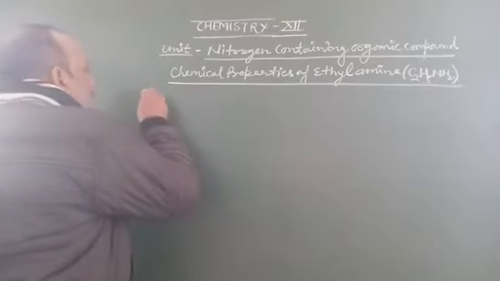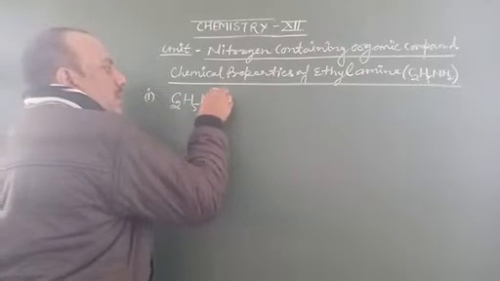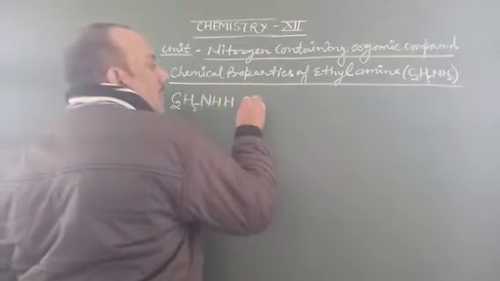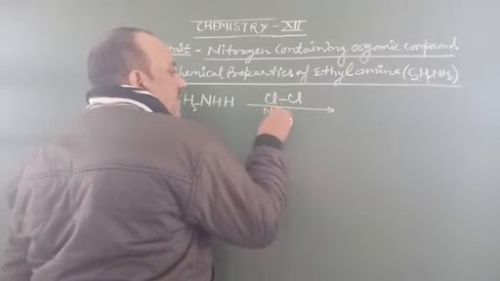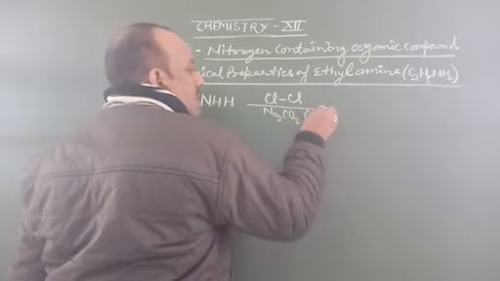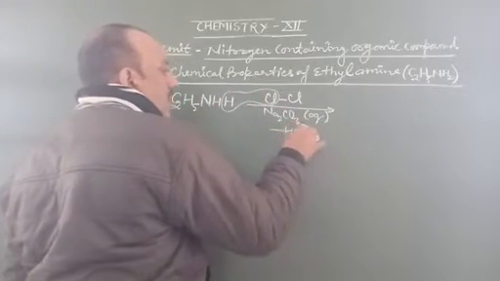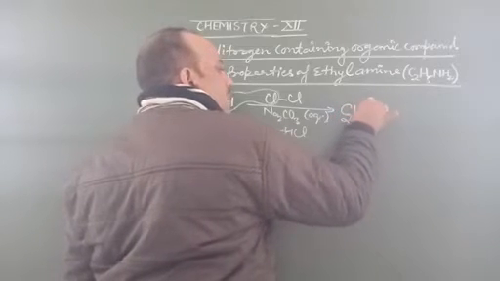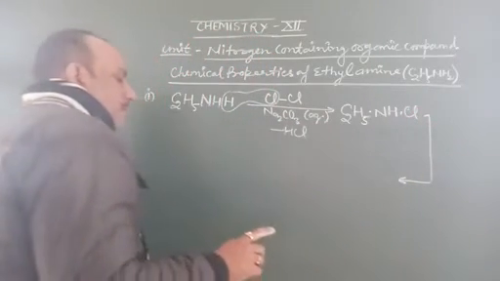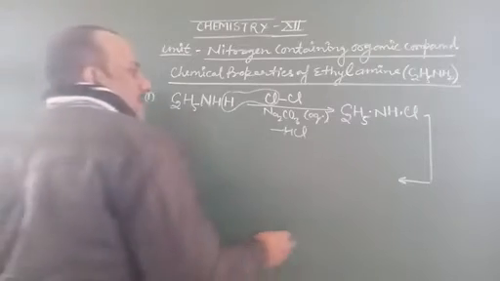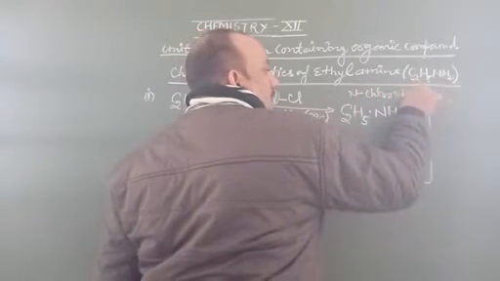If ethylamine, C2H5NH2, reacts with chlorine Cl2 in the presence of an aqueous solution of sodium carbonate, then hydrogen chloride, HCl, is subtracted to form C2H5NHCl. It is known as N-chloroethylamine.